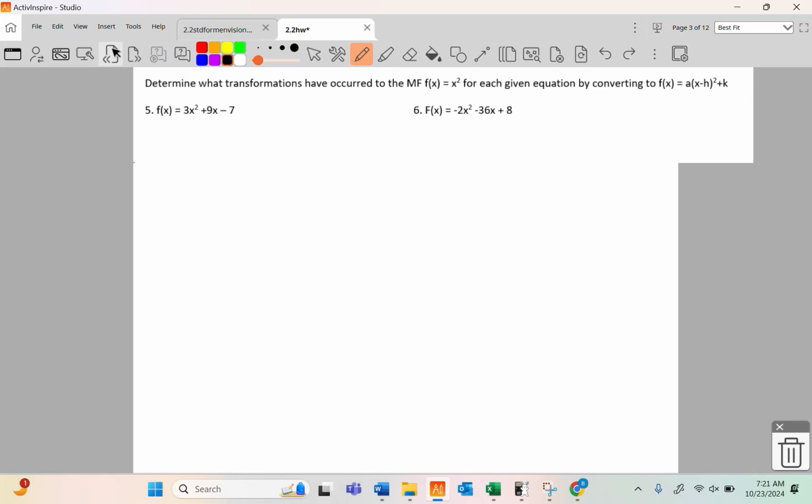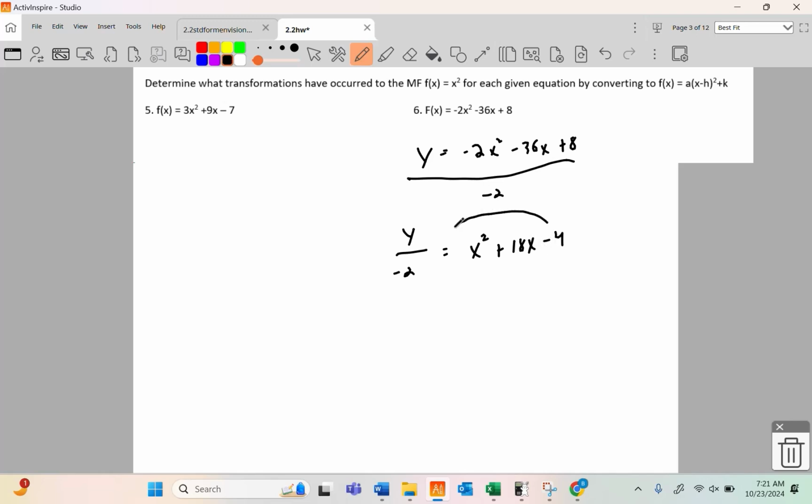Determine what transformations have occurred to the mother function f of x equals x squared for each given equation by converting it to f of x equals a times x minus h quantity squared plus k vertex form. All right, so we're going to replace f of x with y. What we're going to do is we're going to do the complete the square technique. We're going to divide everything by -2. We're going to move this over here.